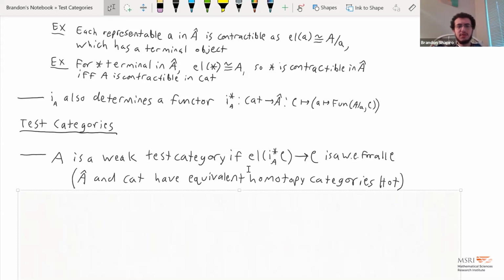So what we'll see is that when you impose some stronger properties on A, in addition to being a weak test category, it becomes easier to describe, without checking all of these weak equivalences, that A is in fact a test category or whatever other version of it. The other properties we get are nice, and I'll say what they are in a second, but yes, being a weak test category is sufficient to having the homotopy category of A hat, where you formally invert all of the weak equivalences, be equivalent to the homotopy category of spaces.